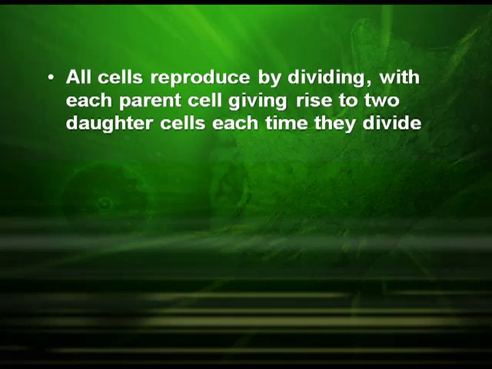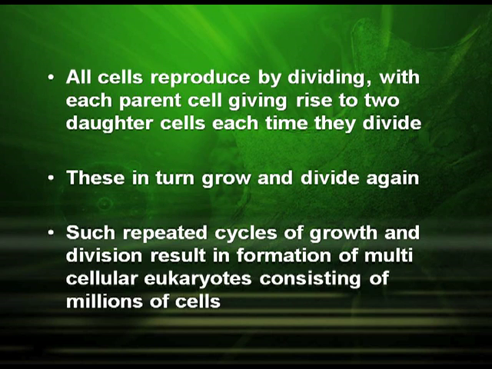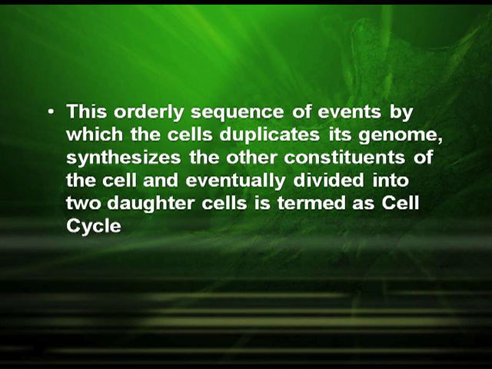All cells reproduce by dividing, with each parent cell giving rise to two daughter cells each time they divide. These in turn grow and divide again. Such repeated cycles of growth and division result in formation of multicellular eukaryotes consisting of millions of cells. This orderly sequence of events by which the cell duplicates its genome, synthesizes the other constituents of the cell and eventually divides into two daughter cells is termed as the cell cycle.